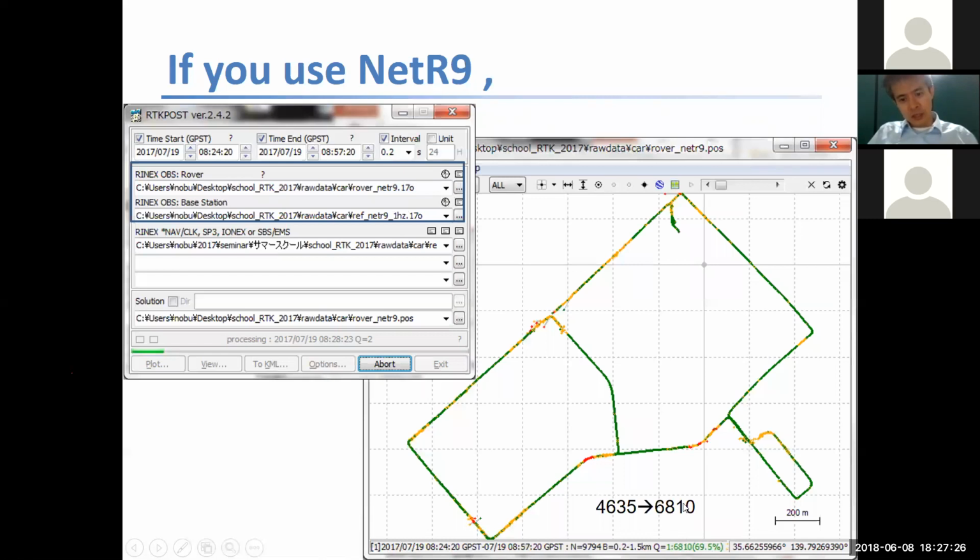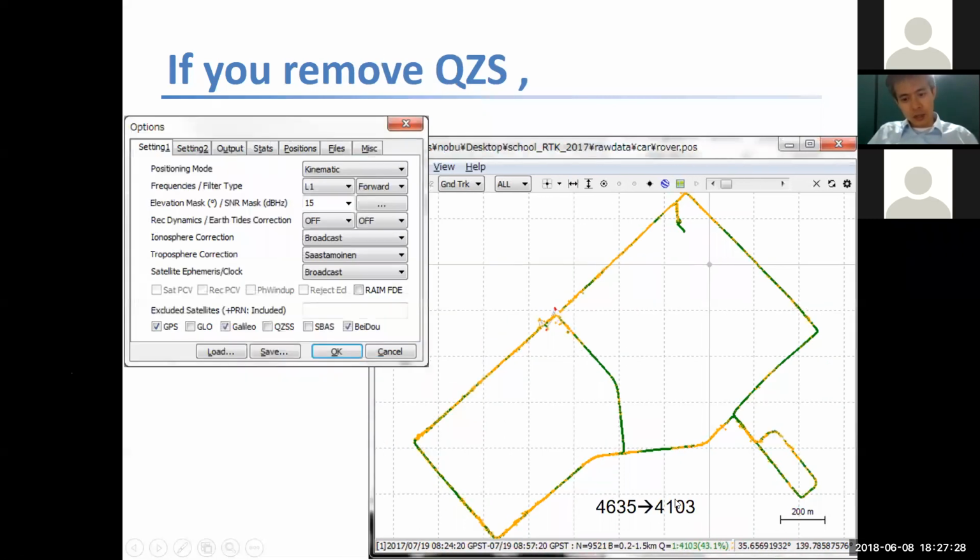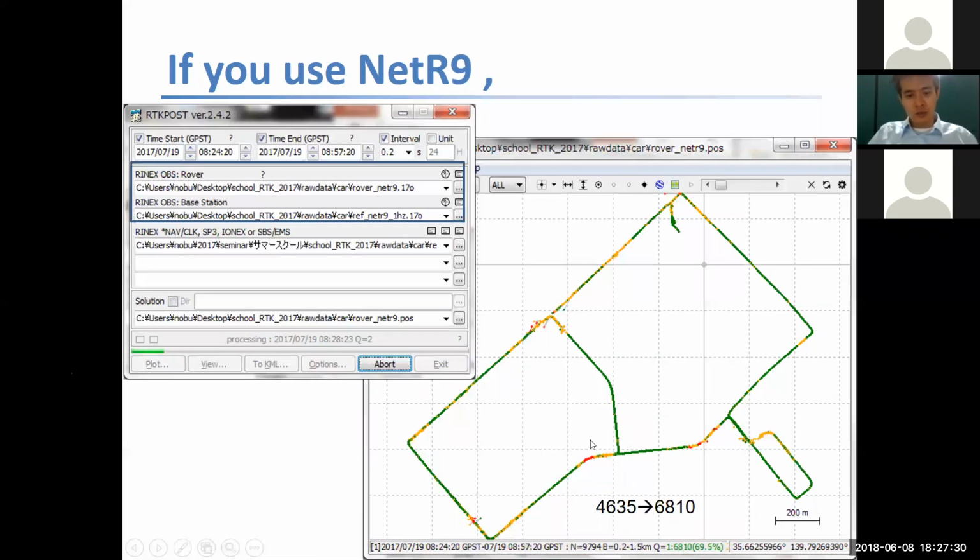That is the real difference between a low-cost single-frequency receiver and a survey-grade receiver. The main reason, I guess, is the accuracy of the pseudorange. This is my personal opinion, but probably it's correct. The accuracy of the pseudorange is totally different between the u-blox and the NetR9. So 2,000 epochs is the difference.